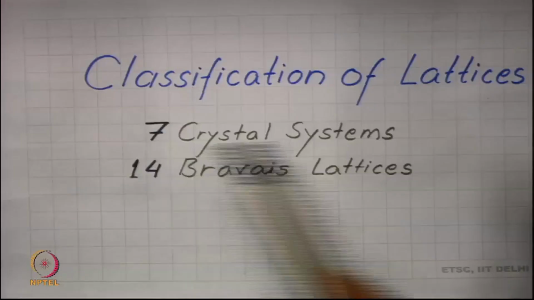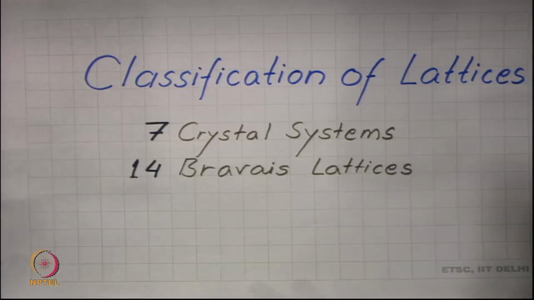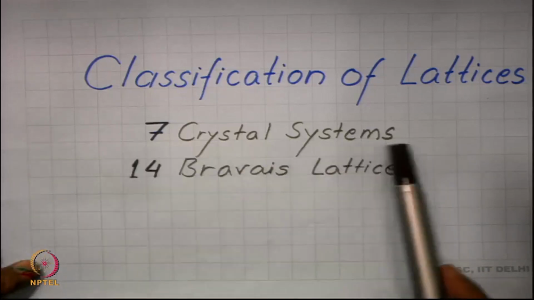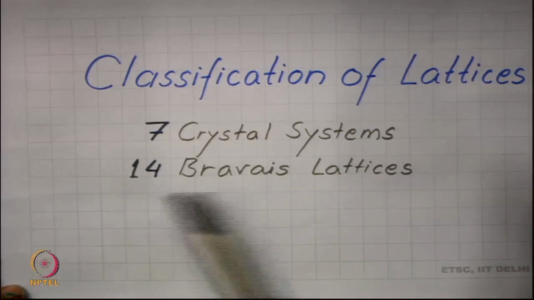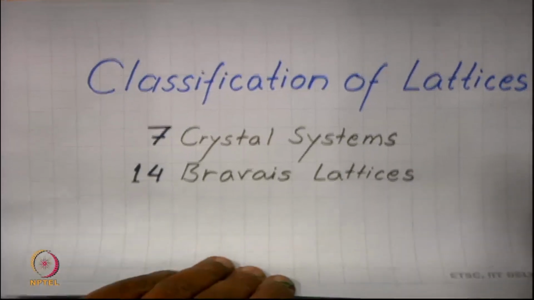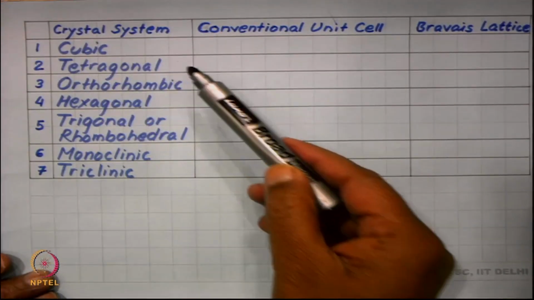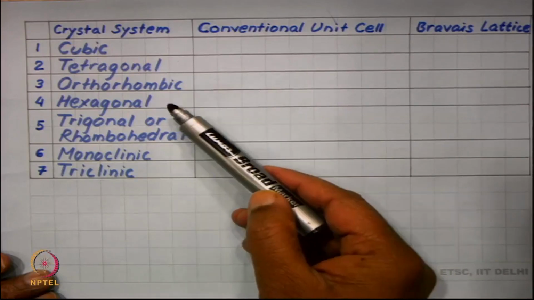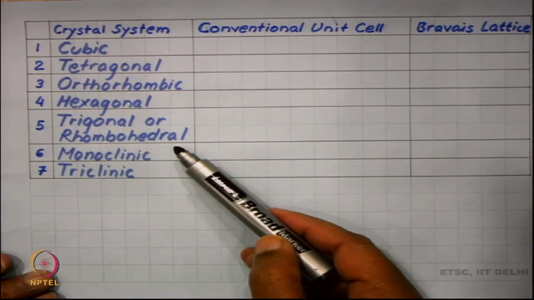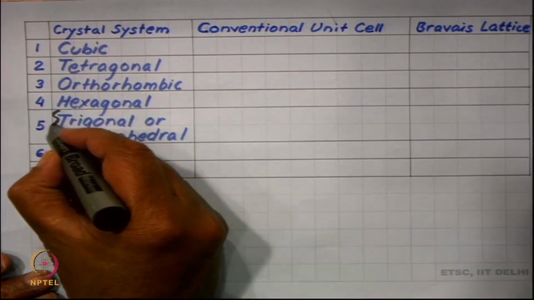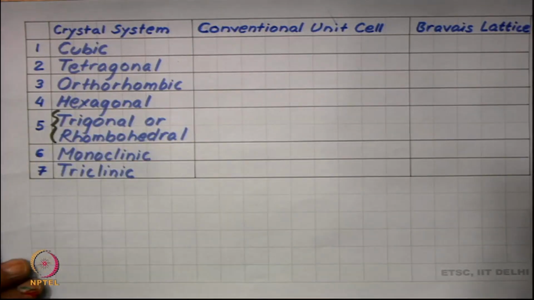Two important systems are in common. One of them classifies the crystal into 7 crystal systems and the other one into 14 Bravais lattices. So, let us look at them. Here is the list of 7 crystal systems. We have cubic, tetragonal, orthorhombic, hexagonal, trigonal or rhombohedral. So, there are 2 alternative names for the same system, monoclinic and triclinic.